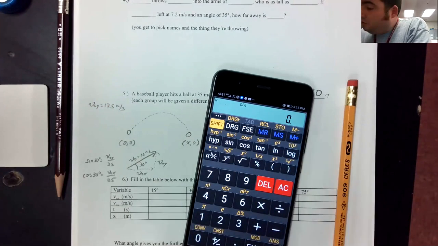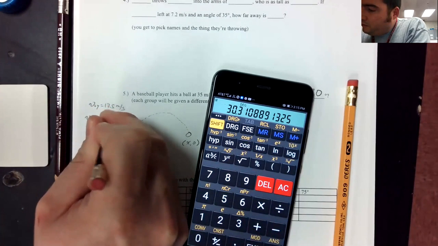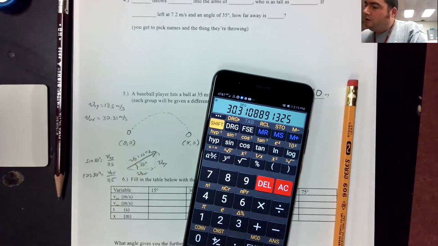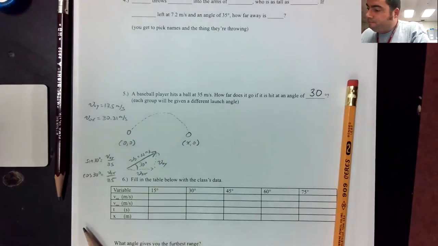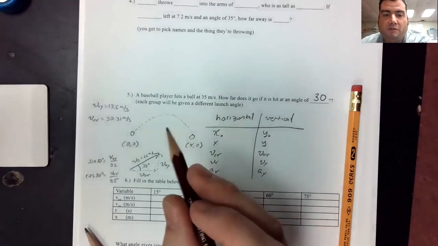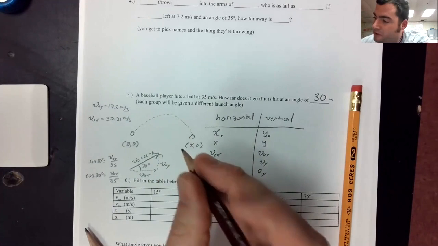And 30 cosine times 35, VOX is 30.31. So the next step is going to be to make our table. And we'll just copy our information that we've gotten from doing the trig and from drawing our first picture.